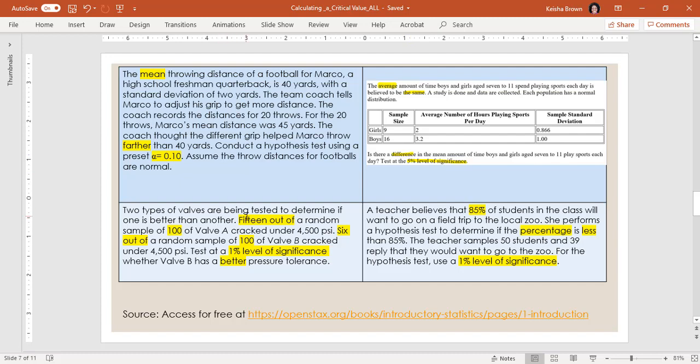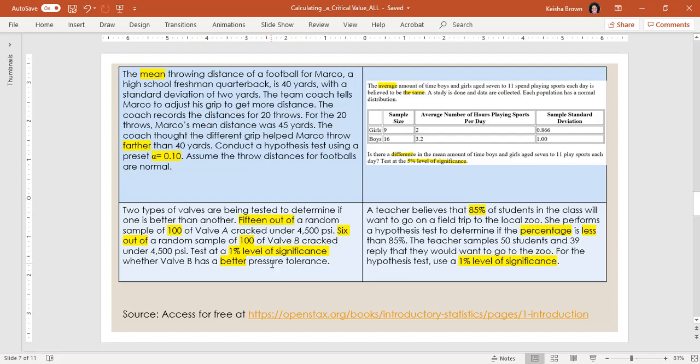Third problem. This is a proportion problem, and we know that because it says 15 out of 100. They give you a number out of another number. So that's how you know it's a proportion problem. The test you have to think about. So two types of valves are being tested to determine if one is better than another. So that means one is going to be less than the other, but we've got to figure out if this is a left tail test or a right tail test. So 15 out of a random sample of 100, valve A cracked. They broke under that pressure. Valve B, 6 out of 100 cracked. And we want to know if valve B has a better pressure tolerance.